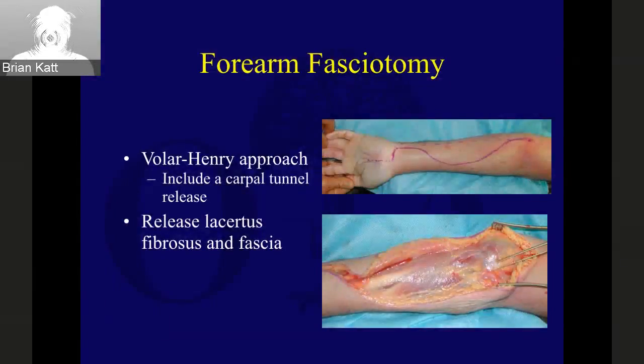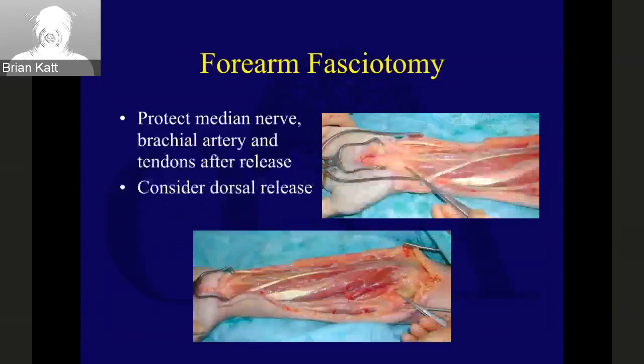So here's just another picture of the volar Henry approach, which was chosen here, includes the carpal tunnel release, lacertus fibrosus, which is the terminal branches there of the biceps fascia, and you want to release that as well, and you want to go all the way up past the level of the elbow. Here it's a great anatomical dissection when you get to do one of these things, because you can really see the whole forearm anatomy splayed out. You want to, of course, protect your nerves, your brachial artery, and your tendons.